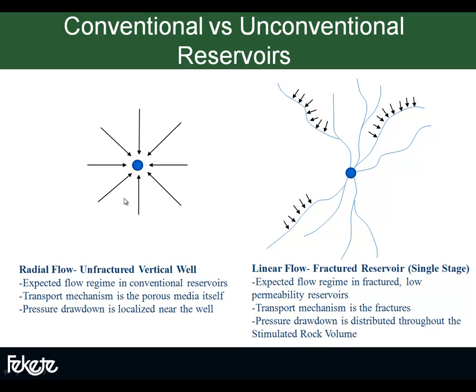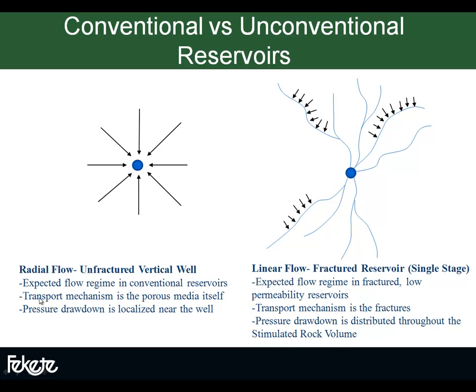Let's compare a picture view of fluid flow in a conventional reservoir versus an unconventional reservoir. On the left-hand side, we have a well in a conventional reservoir. This is a vertical well. This well could be fractured as well, but usually the fracture is going to be small in comparison to the drainage area that we're dealing with. So what we tend to see is radial flow. And radial flow just means that all the flow is coming in sort of like spokes of a wheel in towards the center. And this is the primary flow regime that we expect to see in either fractured or unfractured vertical wells in conventional reservoirs.